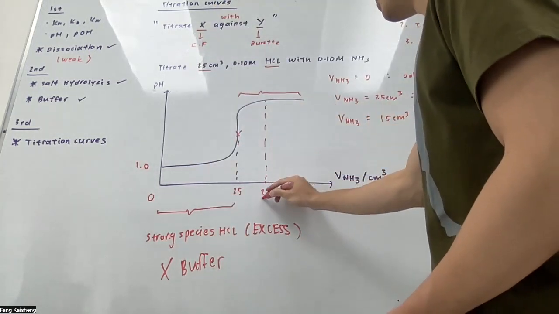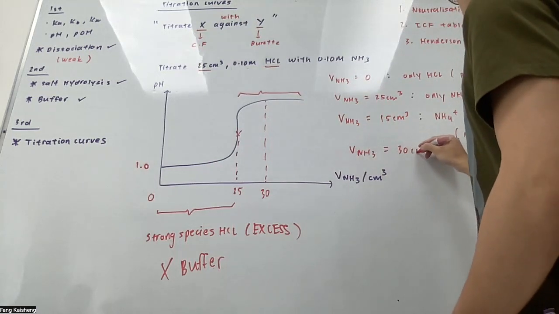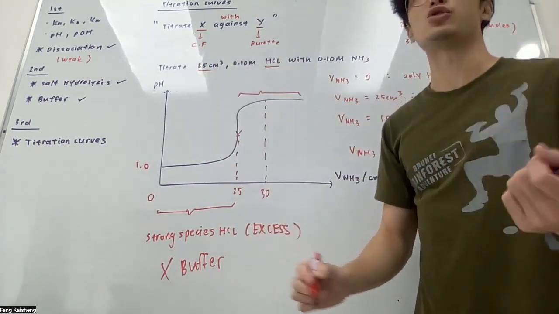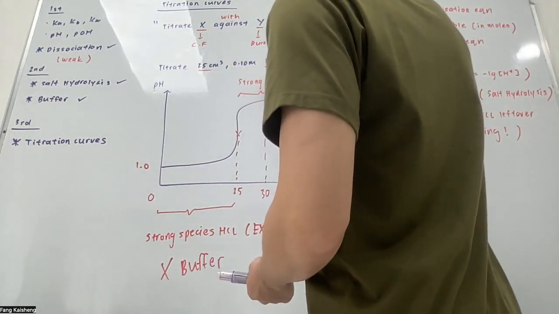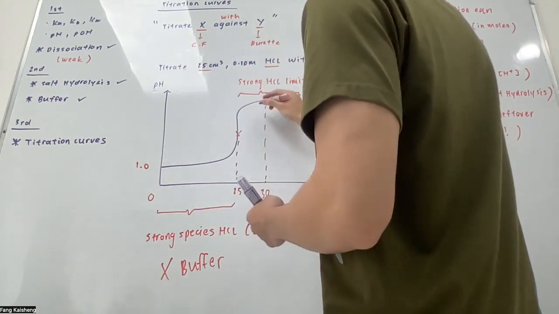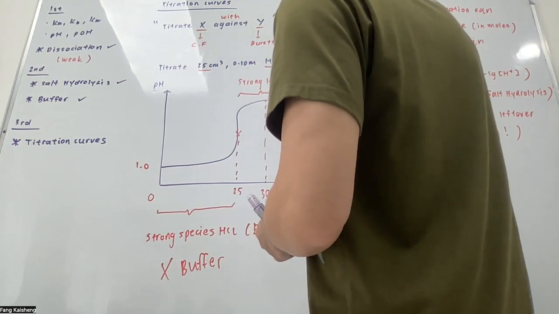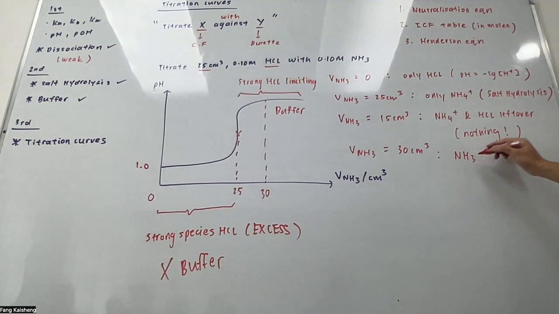Let me just pick 30 cm cube. When the volume of NH3 is 30 cm cube, the HCl is 25. It's strong limiting in this case. Yes, strong HCl limiting. Meaning, guys, this is one of those rare cases. With this part over here, what are the species present? Correct. NH3 limited. Or NH3 left over, my bad. So this is a buffer.